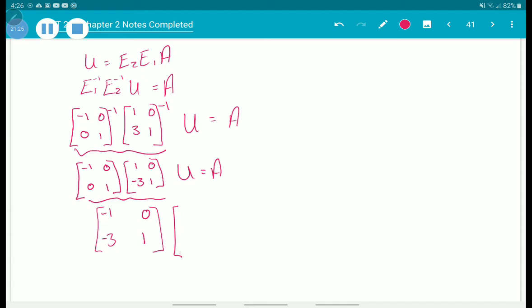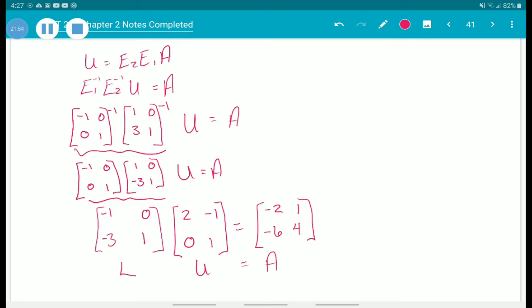Our upper one we said was 2, negative 1, 0, 1. So there's our upper. Just kidding. There's our lower, there's our upper. And that's got to be equal to what we started with. So this is an LU decomposition or factorization of this matrix.